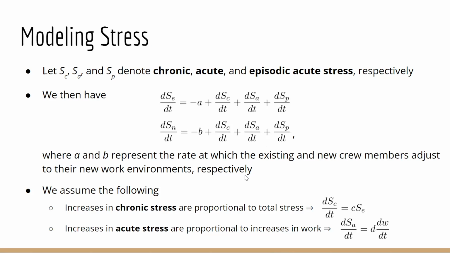So to model chronic stress, we have dSC over dt equals C times SE. In other words, it's proportional to total stress. And then we model acute stress by keeping it proportional to increases in work, as shown.